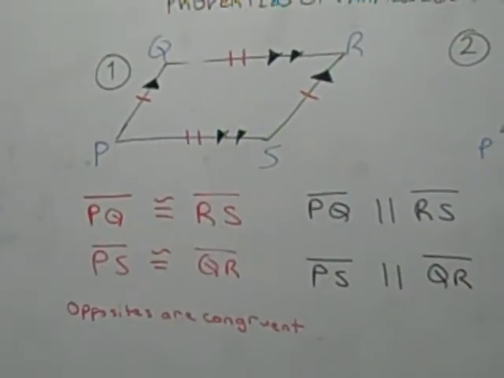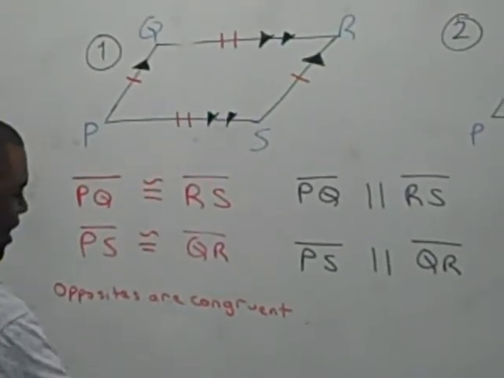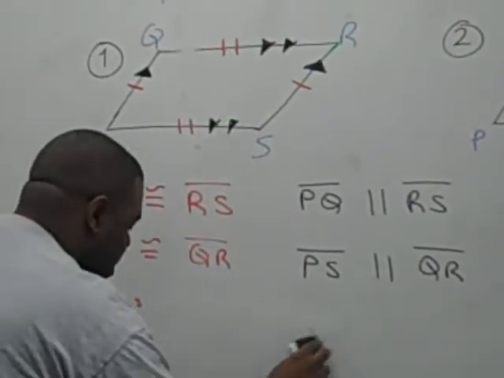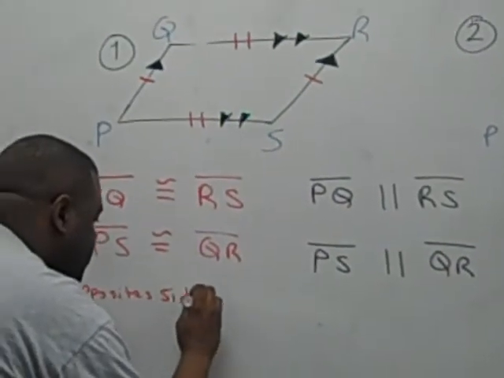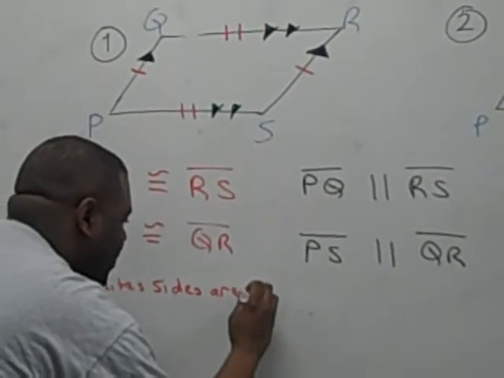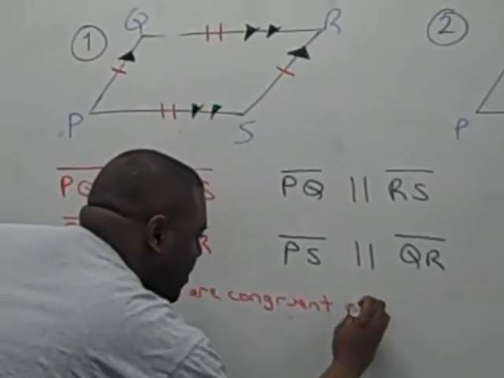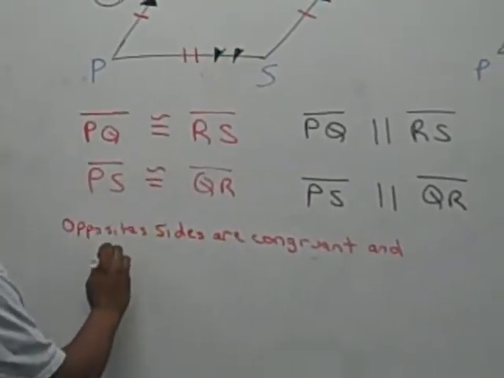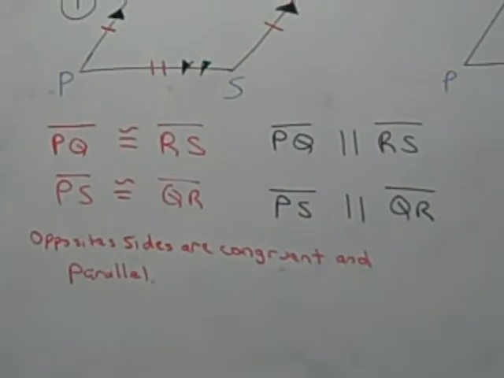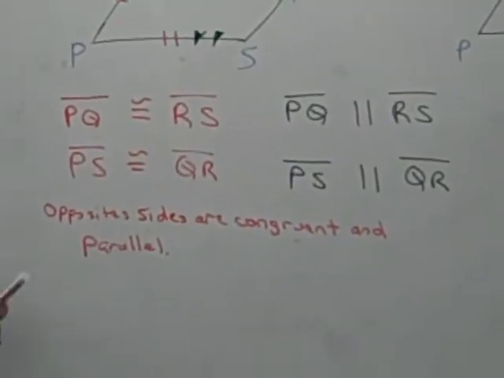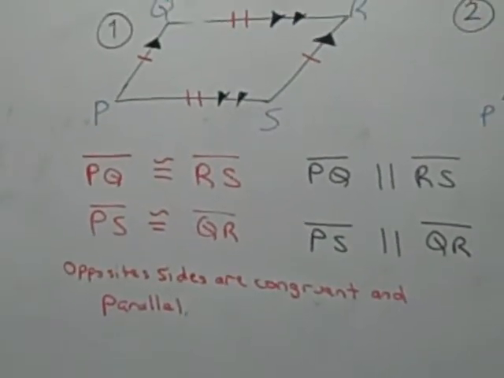are parallel. So opposites are congruent, and I really should not have said opposites, I'm sorry about that. I should have said opposite sides are congruent, and they are parallel. Okay? That's one of the main things that makes a shape a parallelogram.